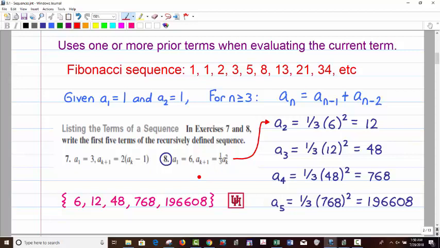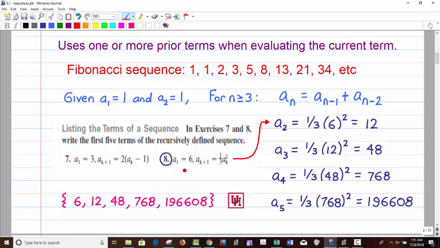So you've got to be started with some value. If you have something where, for example, a sub n is defined as 3n plus 2, well, then you can put in any n and figure out what that term would be. But since these are recursive, they're using prior terms, you've got to have something to start with. So for this one, they're telling us a sub 1 equals 6, and then a sub k plus 1 equals 1/3 times a sub k squared. And we want the first 5 terms.